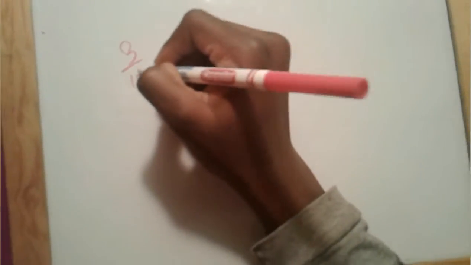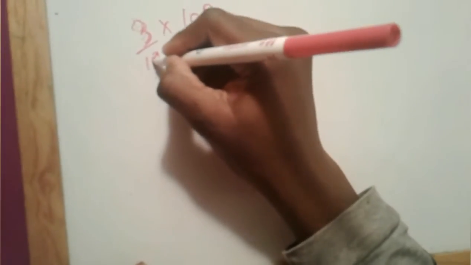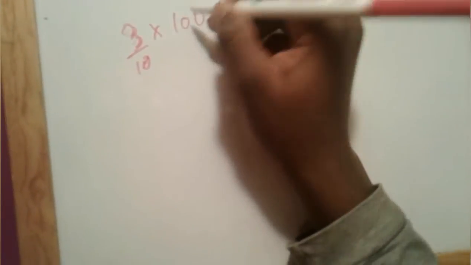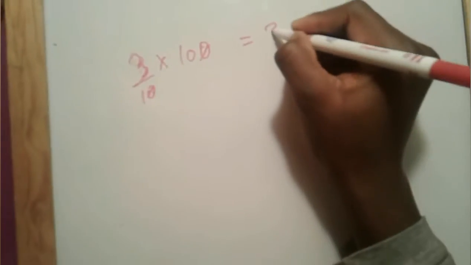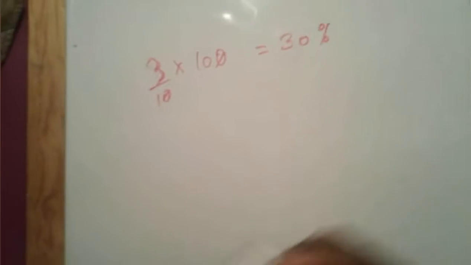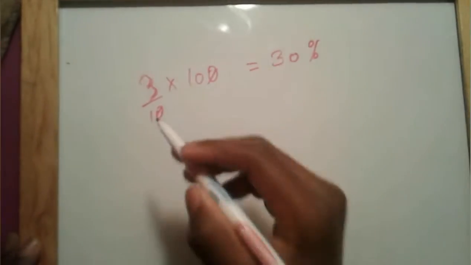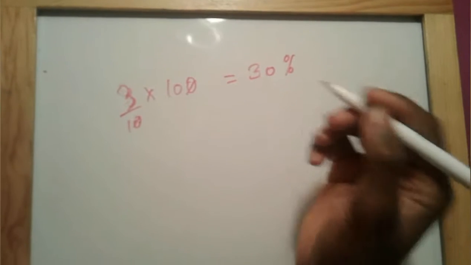First, if a fraction is simple, like 3 out of 10, you just multiply by 100. When you divide 100 by 10, it's 10, and 3 times 10 is 30. So the answer will be 30%, like that. We are starting simple, but then it will get more complicated.